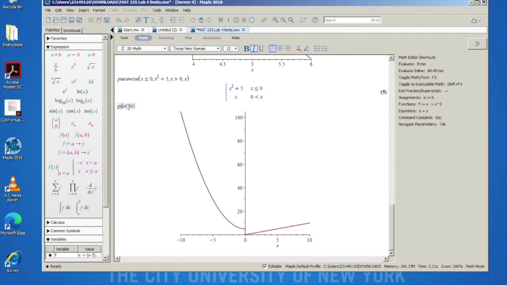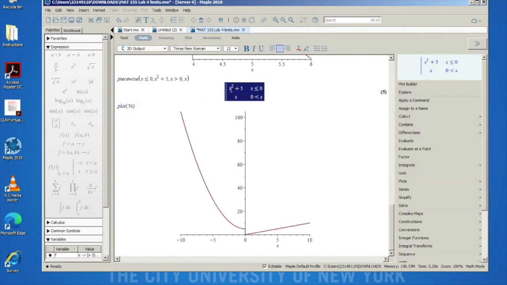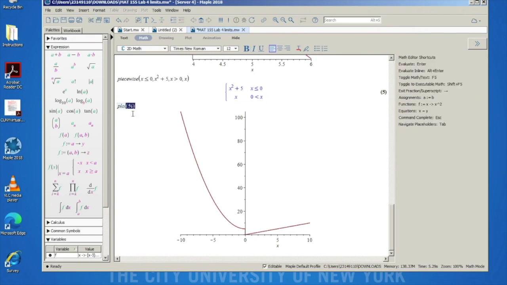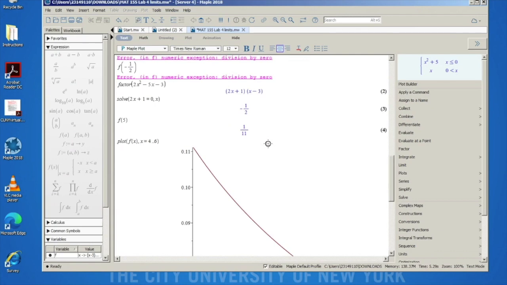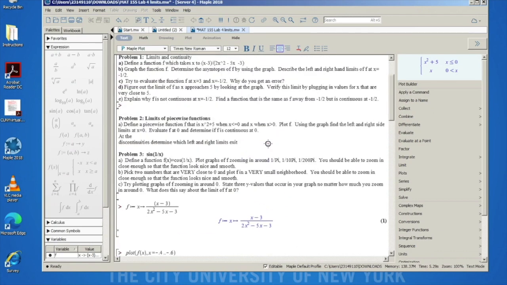So when I use plot percentage, it takes this last thing that I just computed and puts it in here without me having to type it. So I get the piecewise function here. It is x squared plus 5 whenever x is less than or equal to 0, and it is x whenever x is greater than 0, or x is positive. And the question is, using the graph, find the left and right side limits at x equals 0.